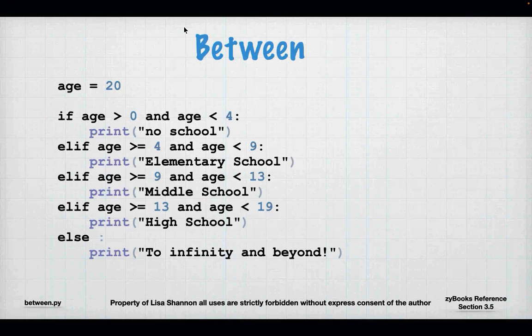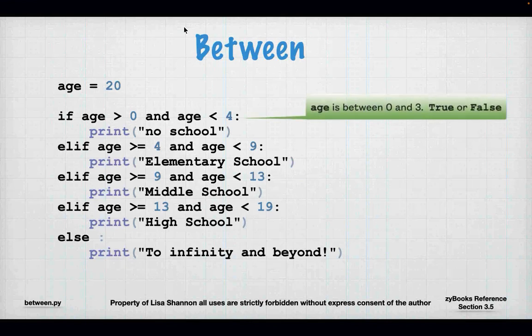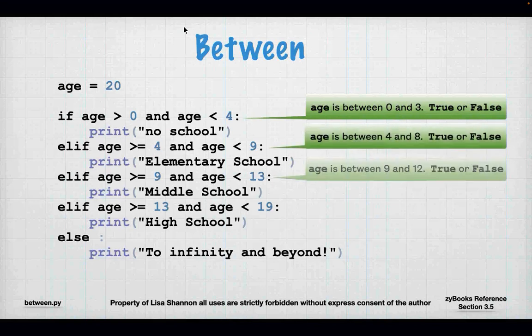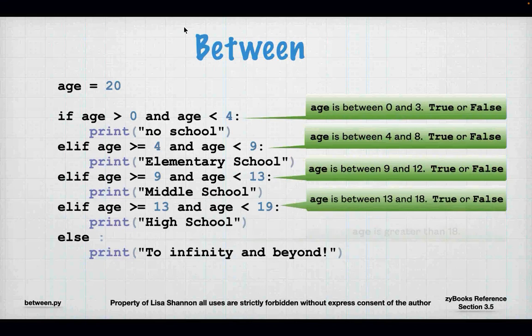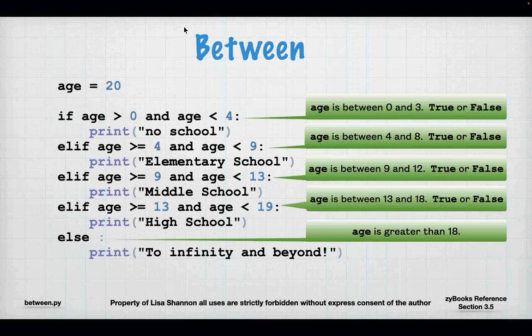Now we're going to talk about between, because we're going to need that this week in the labs. So the concept of between is that you have a single test variable, and you're seeing if it literally is in between two states or two numbers. So if I look at this beginning if statement, I said if age is greater than 0 and age is less than 4, do something. So that's a between. Age is going to be greater than 0, so they've been born. Age is going to be less than 4, so they haven't entered kindergarten yet.